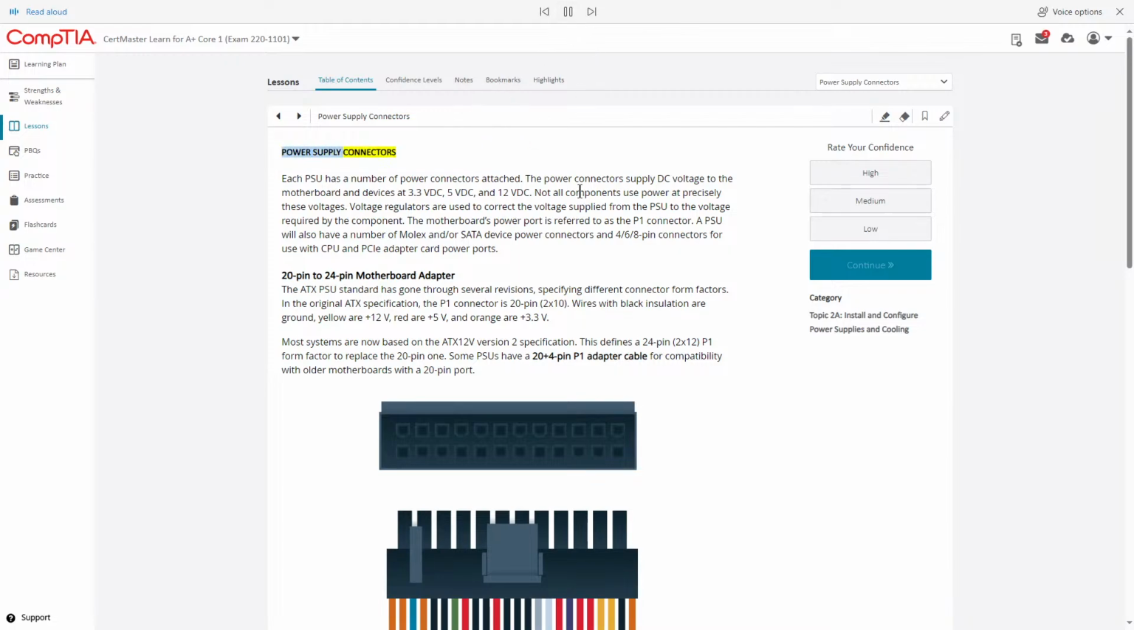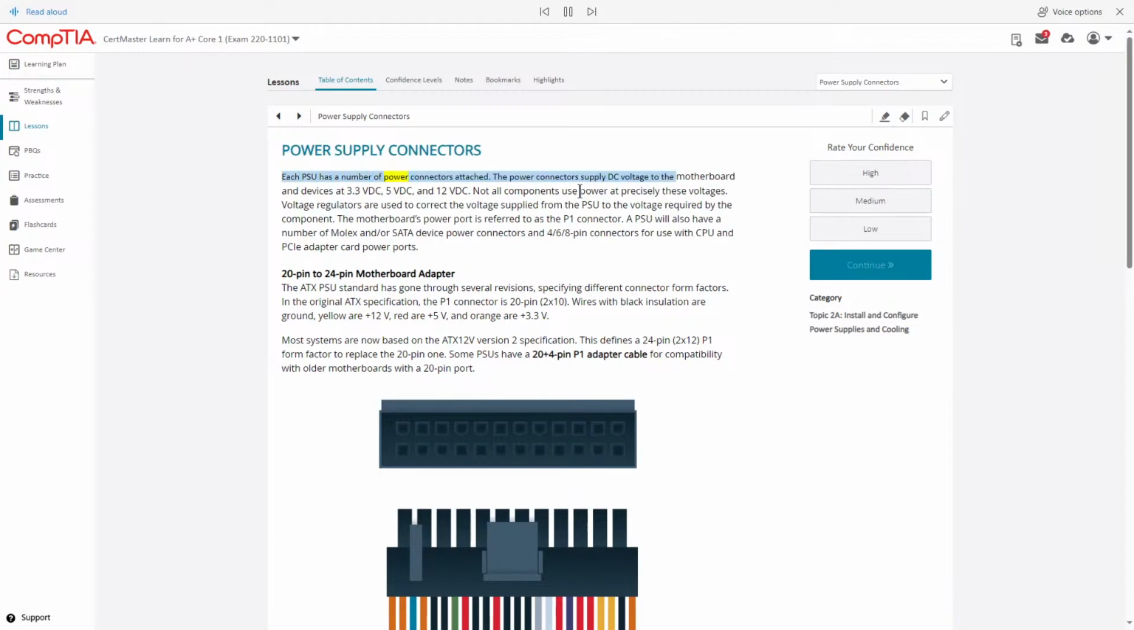Power supply connectors. Each PSU has a number of power connectors attached. The power connectors supply DC voltage to the motherboard and devices at 3.3 VDC, 5 VDC, and 12 VDC. Not all components use power at precisely these voltages. Voltage regulators are used to correct the voltage supplied from the PSU to the voltage required by the component. The motherboard's power port is referred to as the P1 connector. A PSU will also have a number of MOLX and/or SATA device power connectors and 4/6/8 pin connectors for use with CPU and PCIe adapter card power ports.